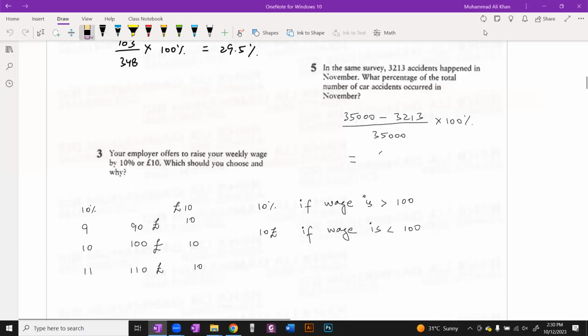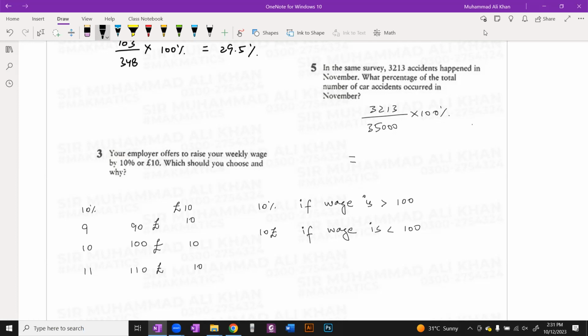बच्चों, there is a mistake in the question. जरा देखिएगा in the solution. Wait, बेटा total we have 3213. Total we have 35,000 multiplied by 100%. Confusion थी. Yes. What is the result now? 9.18. 9.18%. This is the correct solution.